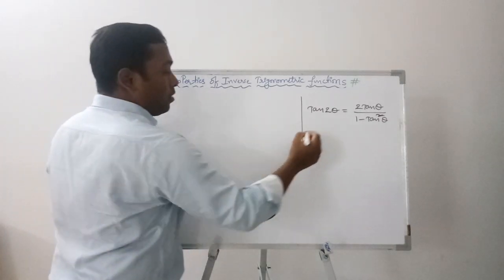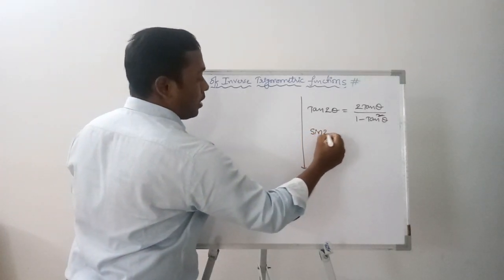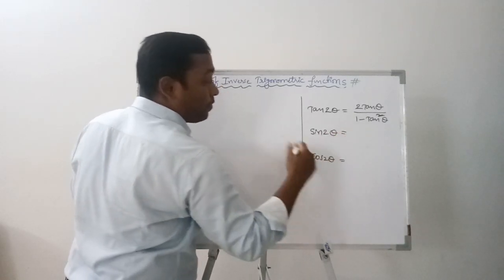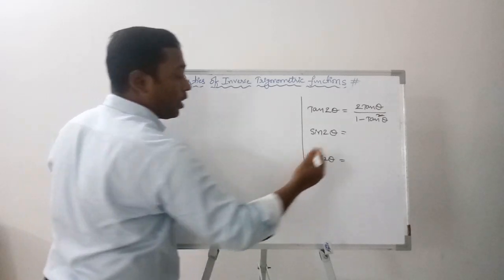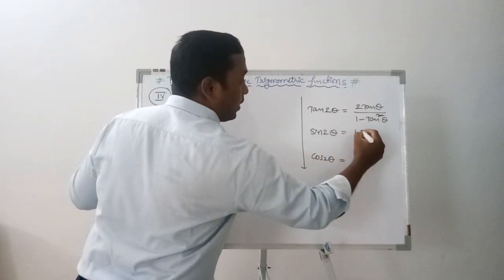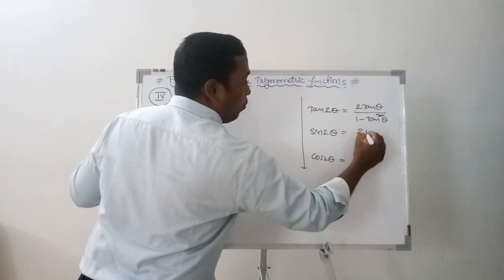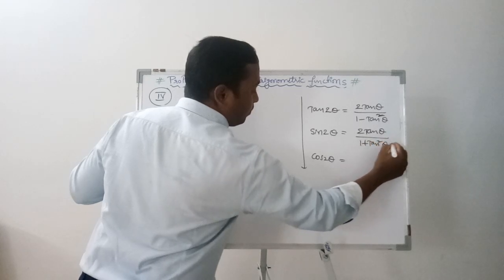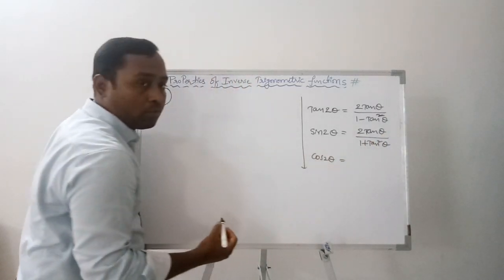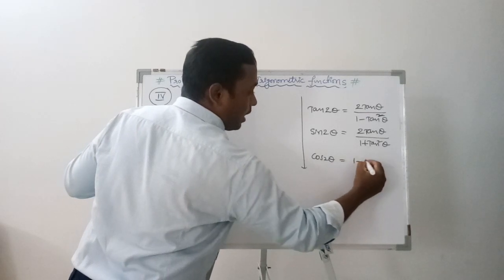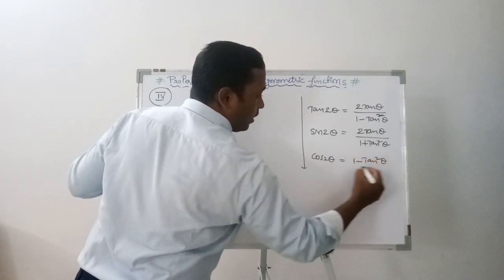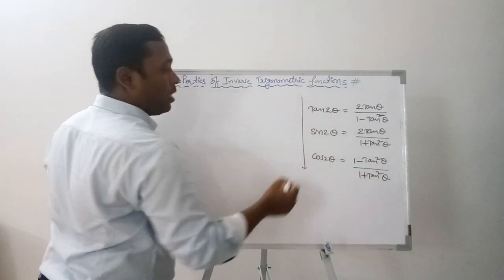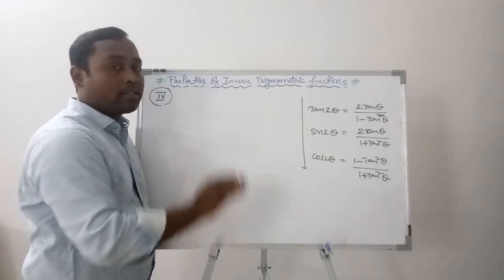In a similar manner, you may also write sine 2 theta and cos 2 theta in terms of tan only. In terms of tan I am speaking. Sine 2 theta can be written as 2 tan theta by 1 plus tan square theta. By simplifying this expression, you will get sine 2 theta. Cos 2 theta can be written as 1 minus tan square theta by 1 plus tan square theta. So these are the formulas we have studied in 11th standard.